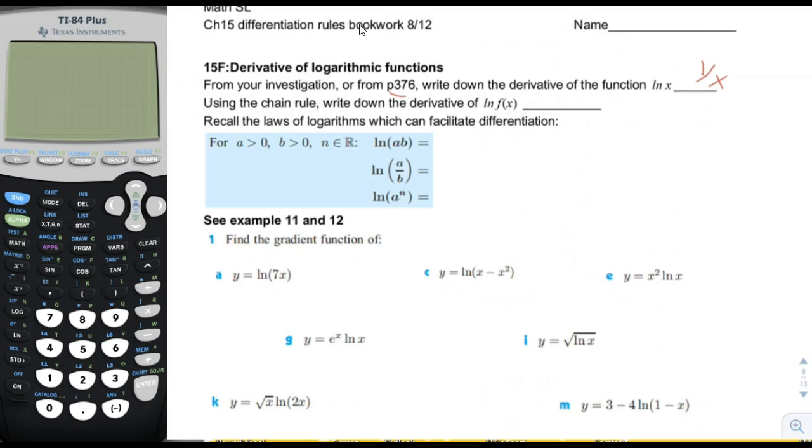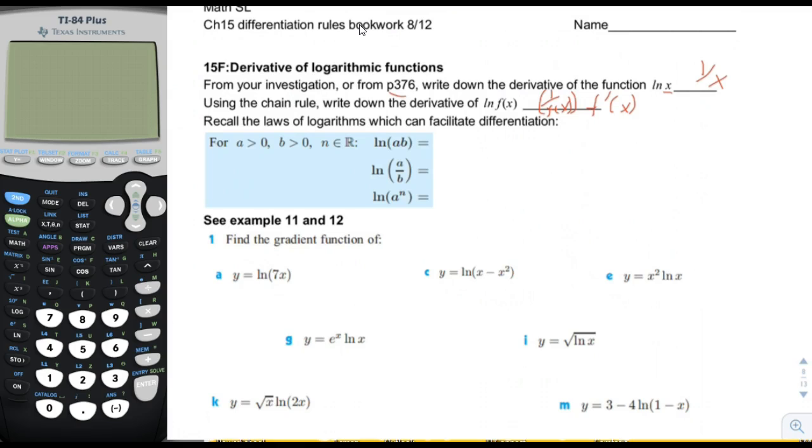Okay, so when you have a function inside instead of x, then you need to do 1 over x, and then after that, I'm sorry, 1 over f of x, right? 1 over f of x. And then after you do that, you have to multiply that using the chain rule times the derivative f dash x. Okay? So recall the laws of logarithms which can facilitate differentiation.